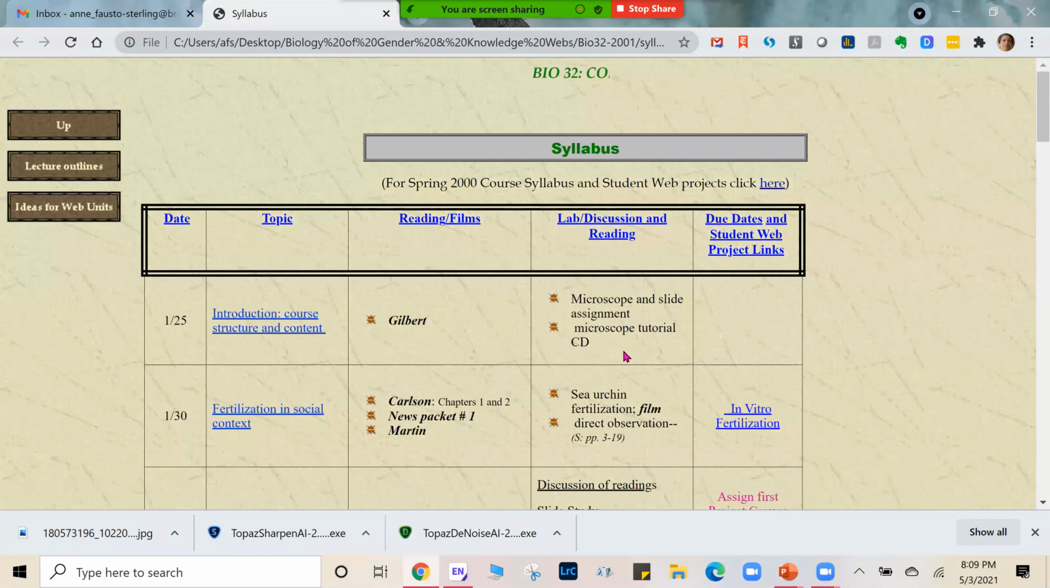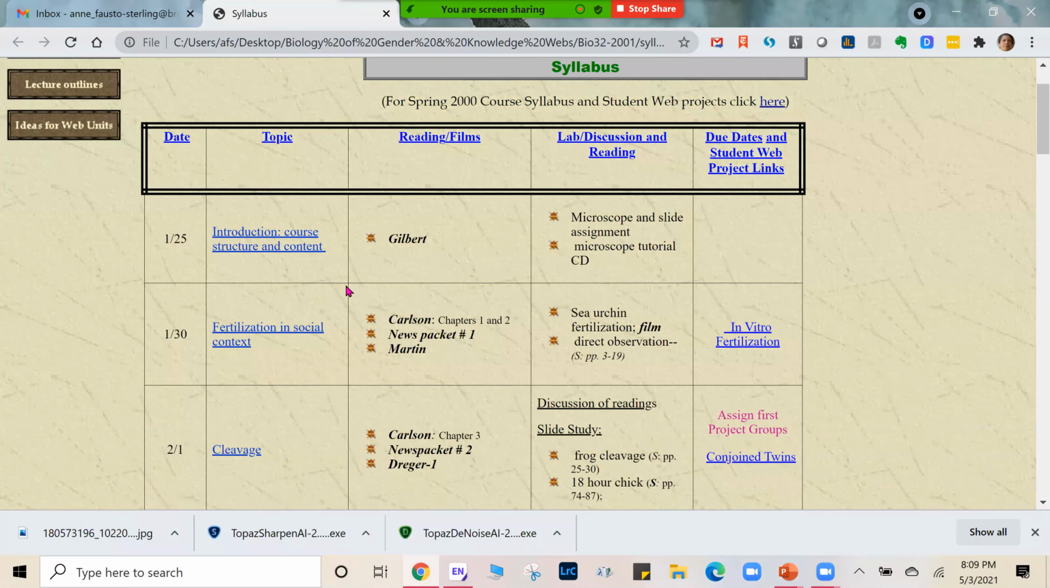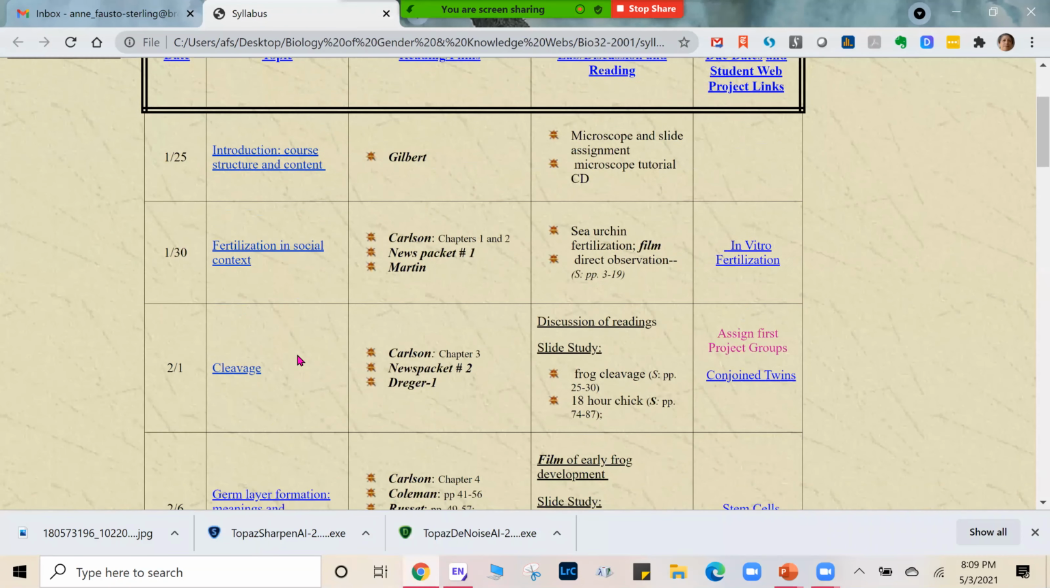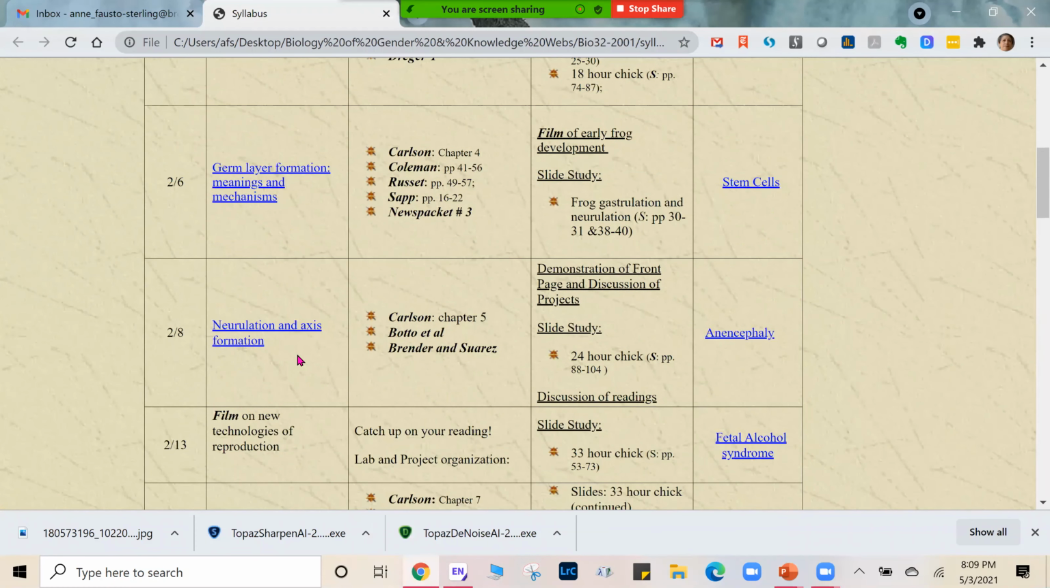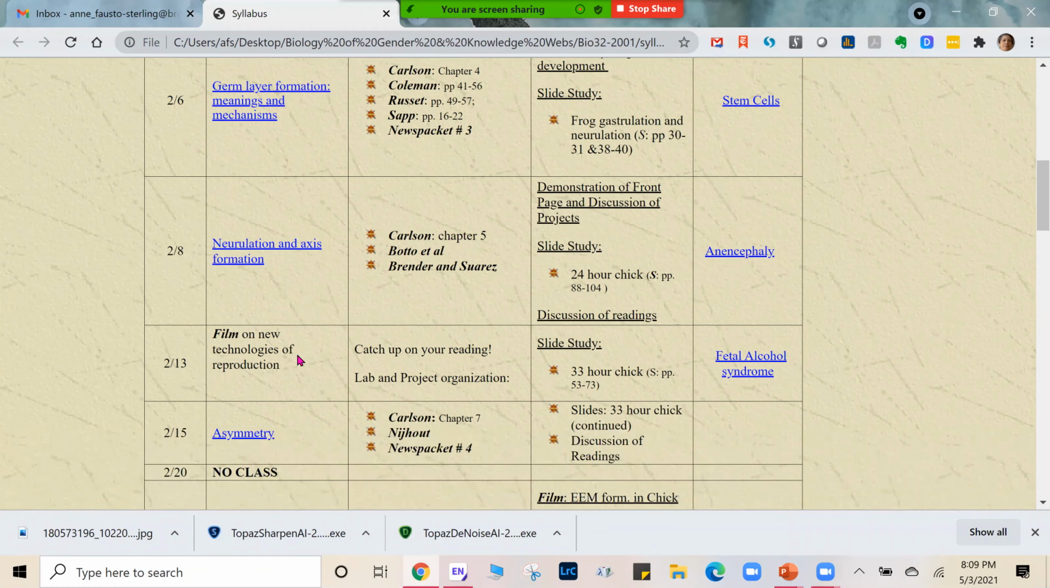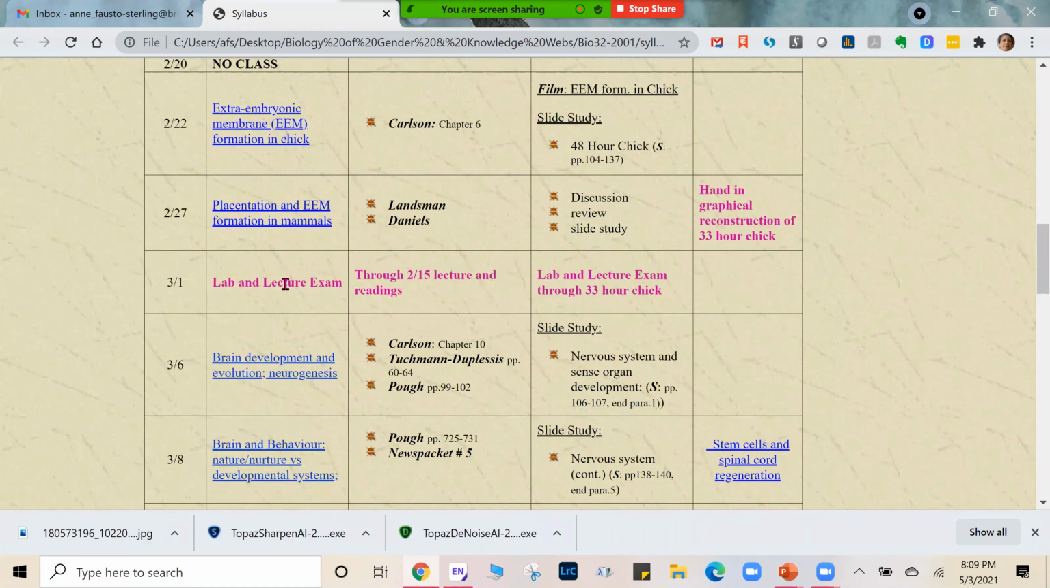What you can see here is a fairly standard syllabus in which I introduced topics. There was reading and films that went with each lecture. There was lab discussion and reading, and then there were due dates for student web projects, which I will talk about further. Of course, there was a course introduction, and we start, as we always do in a course in embryology, talking about fertilization, cleavage and cell division, germ layer formation, and so forth, neurulation and axis formation, and on to extraembryonic membranes, placentation, etc.